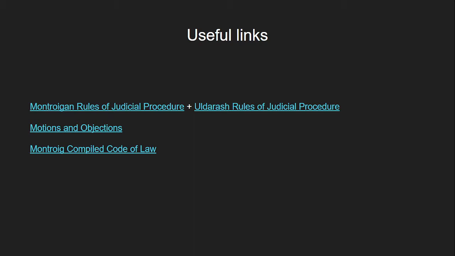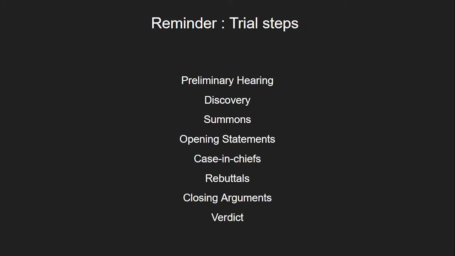So, once you know that, just a quick reminder about trial steps. Preliminary hearing is basically when the plaintiff goes to the judge and says, "Hey, here's what I filed suit for." We agreed on the date. We have the accused, who pleads guilty or not guilty, and then if we proceed to trial, we go to discovery, which is when everyone just gives their evidence beforehand.